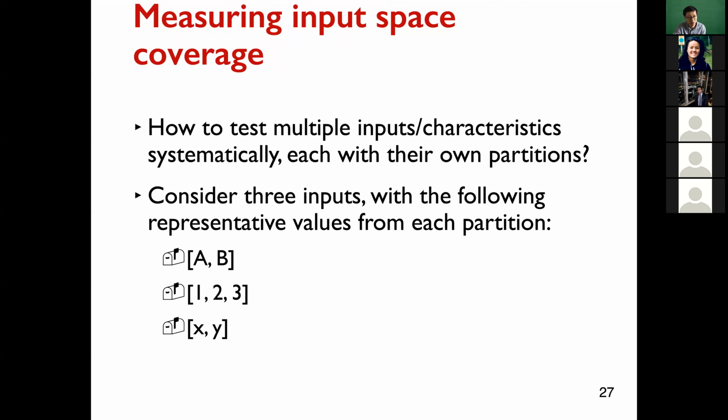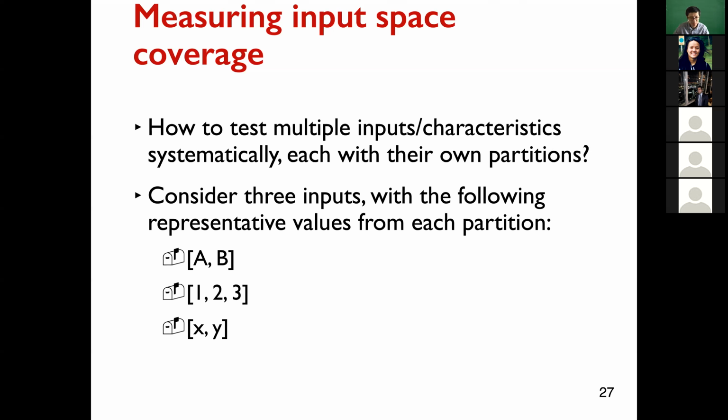So here we use a simple example. So we can consider 3 inputs with the following representative values from each partition. Here, 3 inputs. The first input has 2 partitions, right? The representative value of the first partition is A, and the representative value of the second partition is B for the first input. And we have a second input, third input. Okay. Then we will discuss how we measure the coverage, the input space coverage.